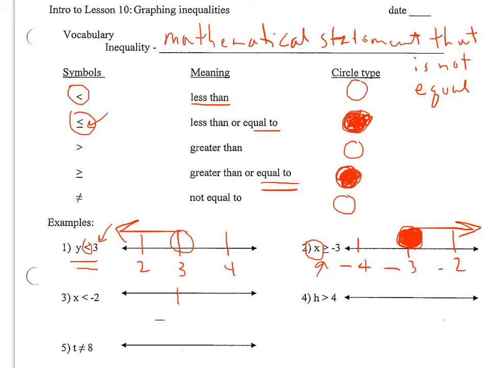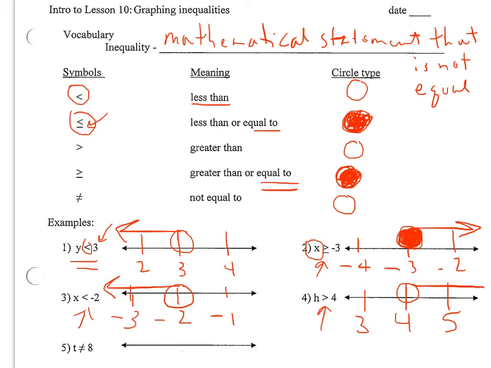Number 3, negative 2 in the middle, negative 1 to the left, negative 3 to the right. I circle negative 2, it's open because there's no equal to symbol there. And all the numbers less than negative 2 are to the left. Number 4, 4 is in the middle, 5 is to the right, 3 is to the left. Open circle, again because it's not equal to it, and greater than 4 would be to the right.